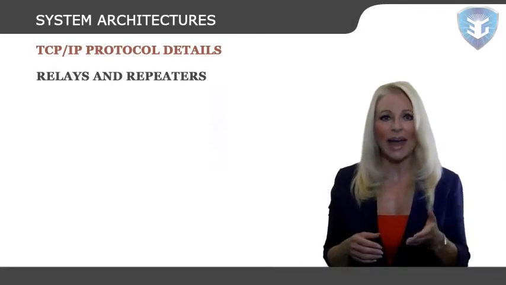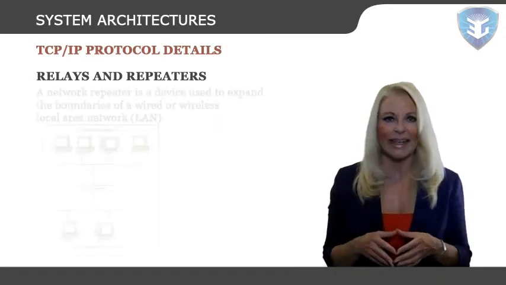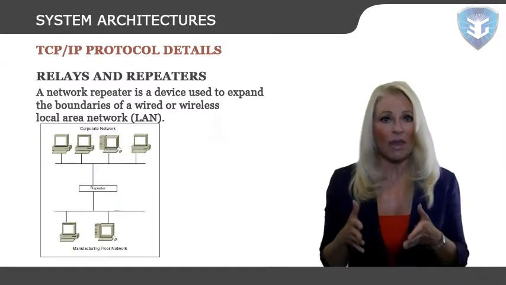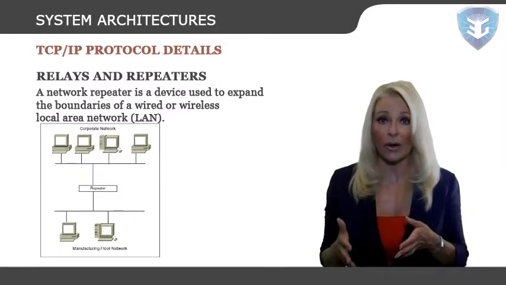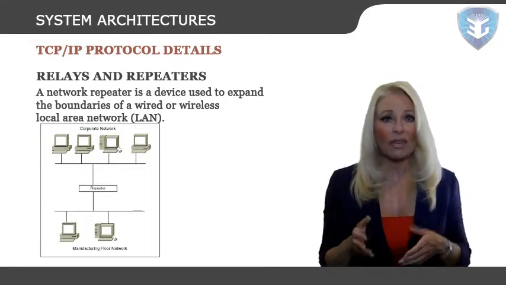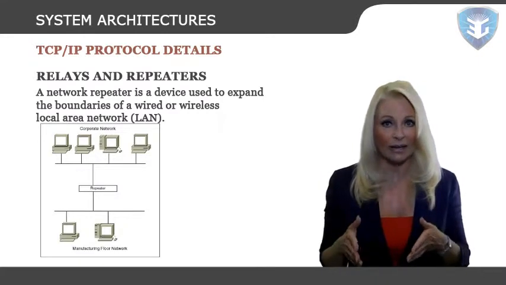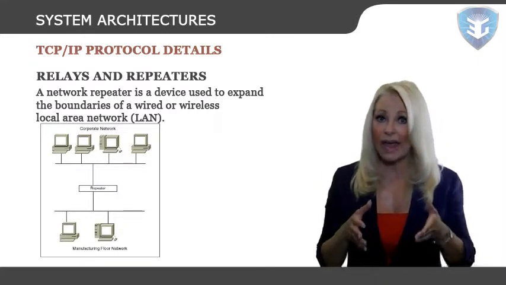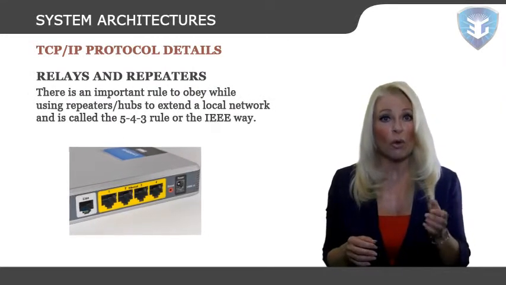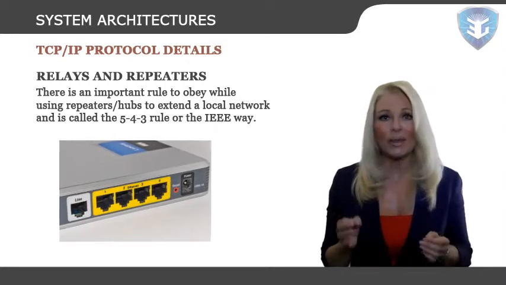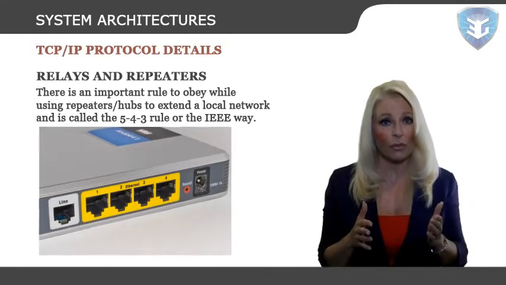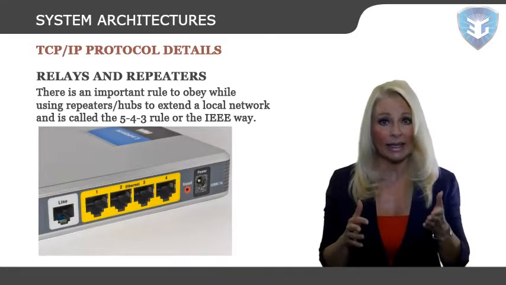Let's now take a look at relays and repeaters. A network repeater is a device used to expand the boundaries of a wired or wireless local area network, LAN. Repeaters are simple devices that work at the physical layer of the OSI. They regenerate signals. Active hubs do that too. There is an important rule to obey while using repeaters, hubs, to extend a local network, and it is called the 5-4-3 rule or the IEEE way.